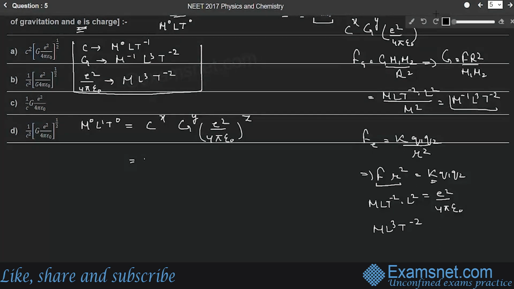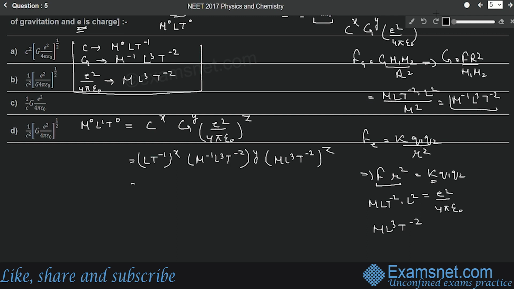It is M^0 L T^-1. So let's write L T^-1 only. Okay, it will have the power x. G is M^-1 L^3 T^-2. Now it will have the power y, and e square upon 4 pi epsilon naught has the dimension M L^3 T^-2 and it will have the power z.